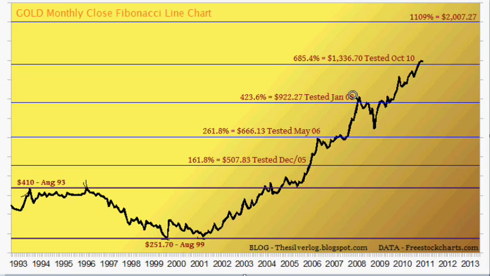Then it goes right up to the 922 mark. It pierces above it, and then it sells off.